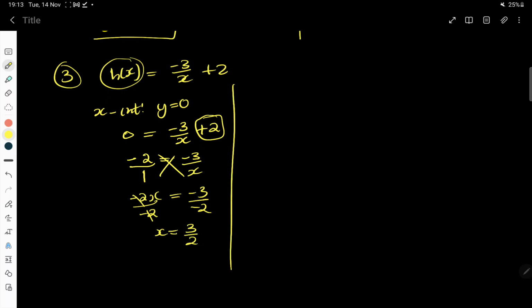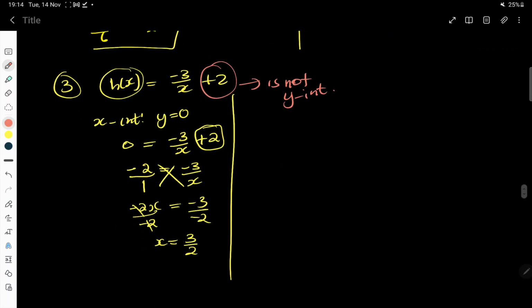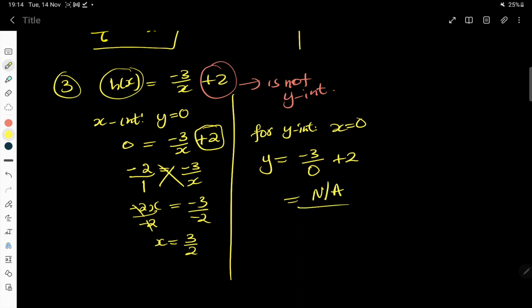Then for the y-intercept, here guys, this value is not the y-intercept, please. It's only for a straight line and a parabola where you have those values as the y-intercept. Here this is not the y-intercept. You have to calculate it. So for the y-intercept, let x be 0, then y is equal to negative 3 over 0 plus 2. When you put this in your calculator, it will be undefined. Negative 3 divided by 0 is undefined. You write NA, so there's no y-intercept.